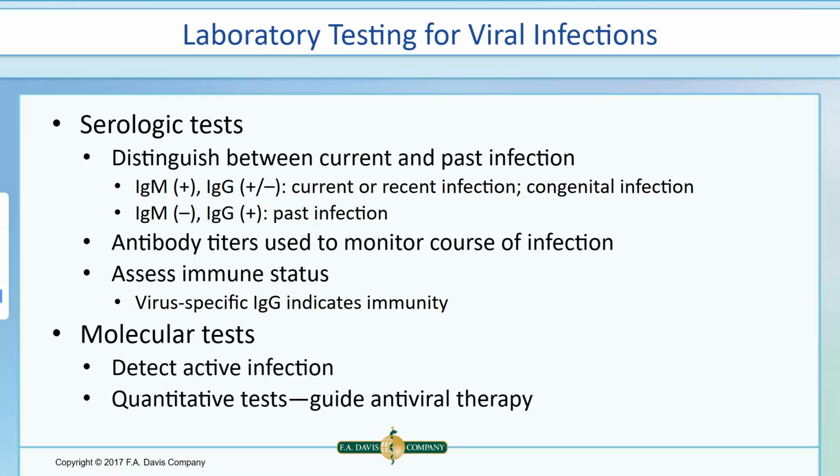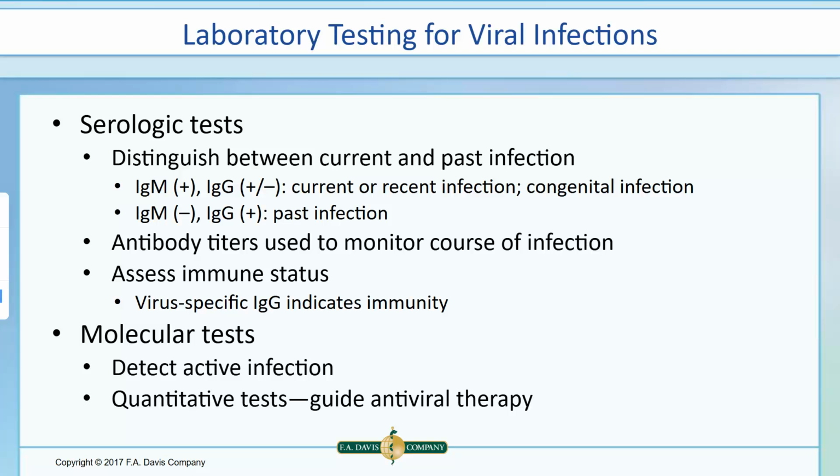Laboratory testing for viral infections is usually serological tests, which distinguish between current and past infections. So if you're IgM positive and IgG positive or negative, that indicates a current or recent infection or a congenital infection. IgM negative, IgG positive indicates a past infection, or maybe you've been vaccinated against a particular virus.